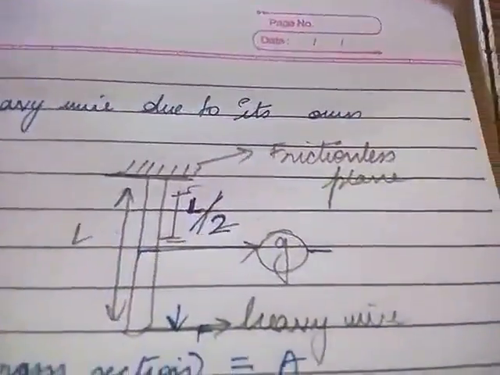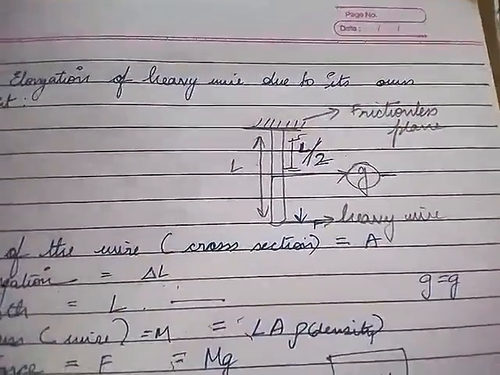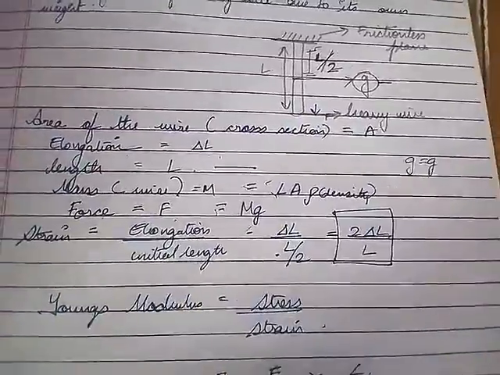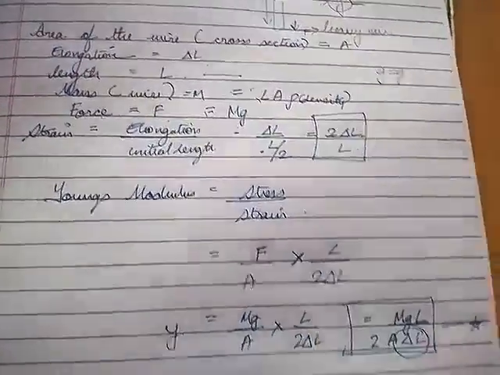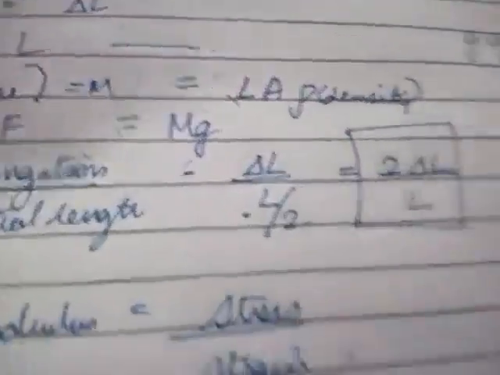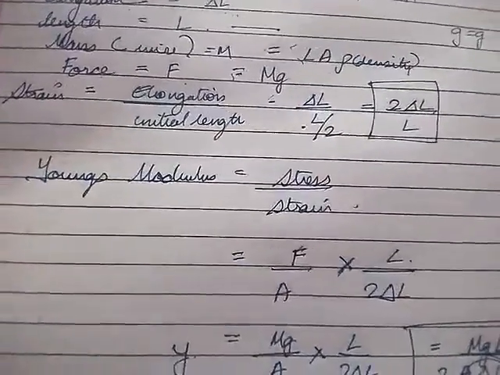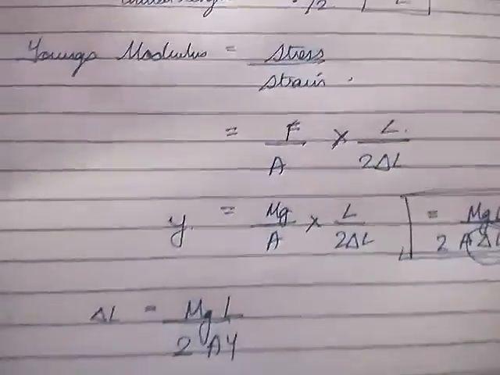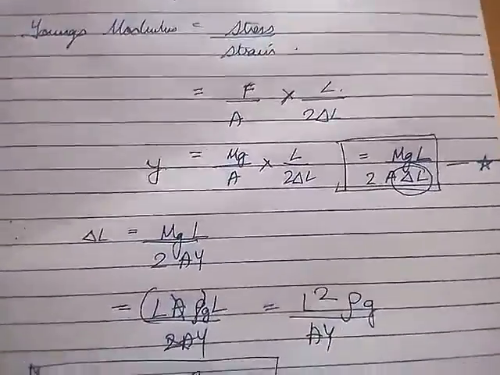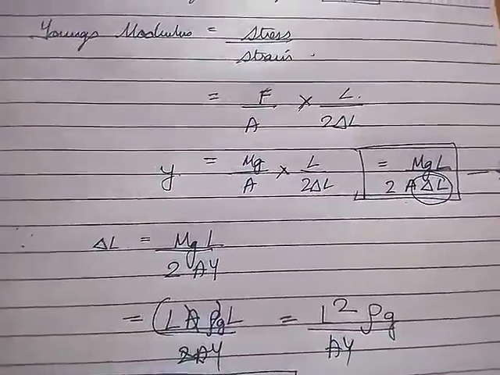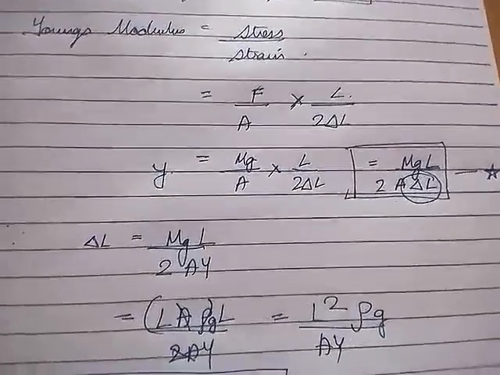So first we drew this diagram for the heavy wire. We listed the elongation delta L, the length, then the mass and the strain. We got that as 2 delta L by L. And Young's modulus, stress by strain, FL by 2A delta L, Y being the Young's modulus, F being mg, and M we have described here as L A rho, that is density. And the A gets cut, and we get L square rho G. This is the final equation which we have to consider.